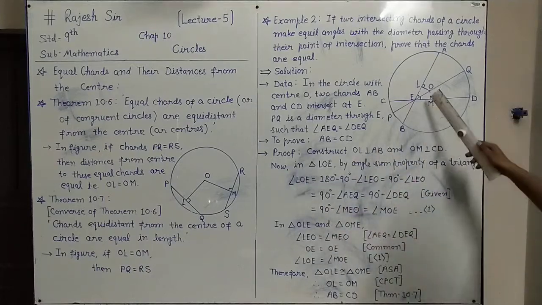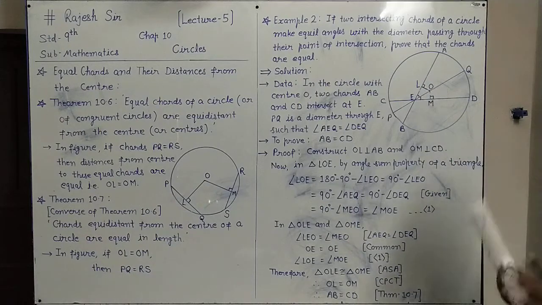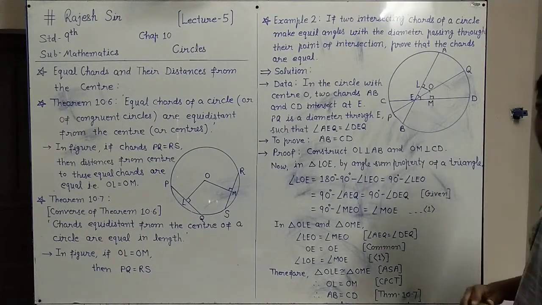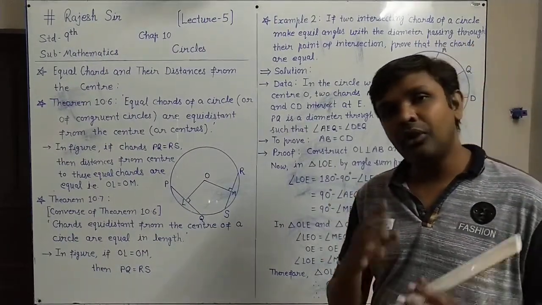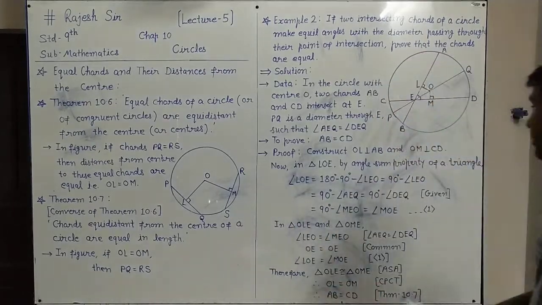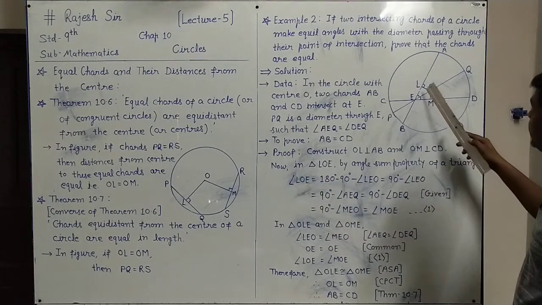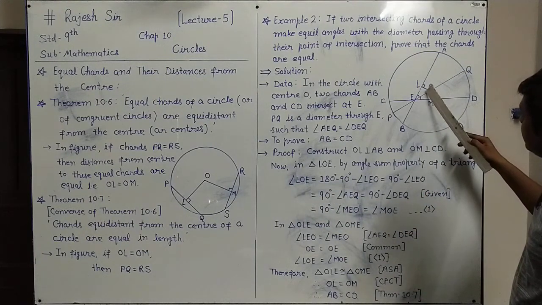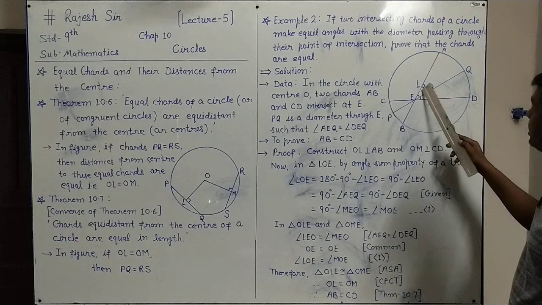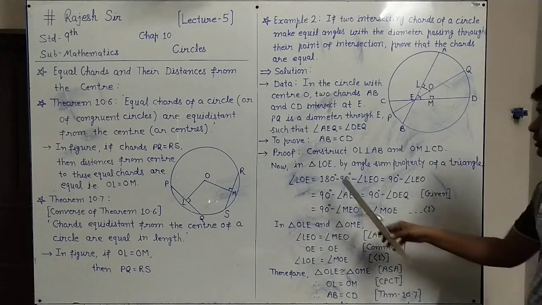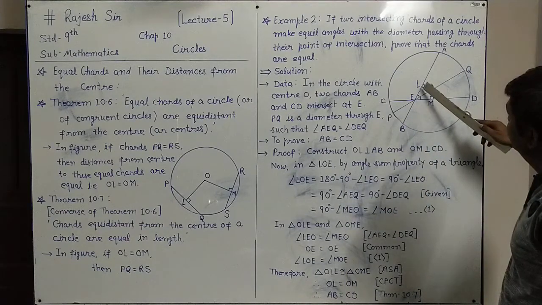Now in triangle LOE, the smaller triangle you see, by the angle sum property of a triangle: you know, in a triangle, there are three angles, and the sum of all three angles is 180. That property we have to use. So we are talking about angle LOE. In this triangle, to get this angle, we have to subtract the remaining two angles from 180. So that we have done.